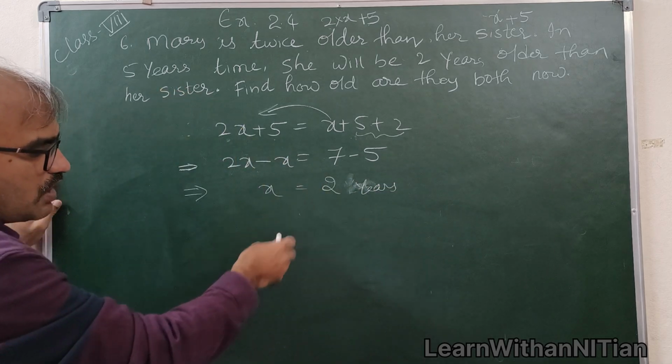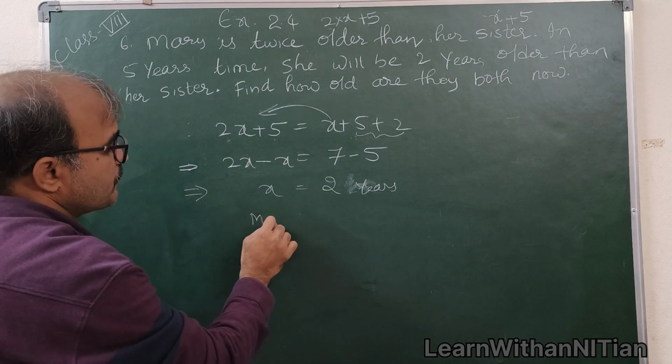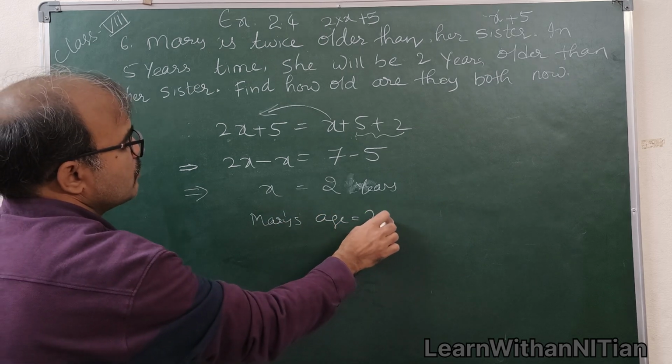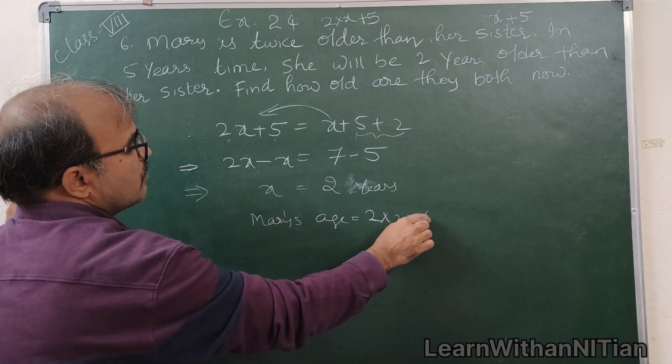and Mary's age is 2 times 2. Therefore Mary's age is equal to 2 times 2, which is equal to 4 years, right?